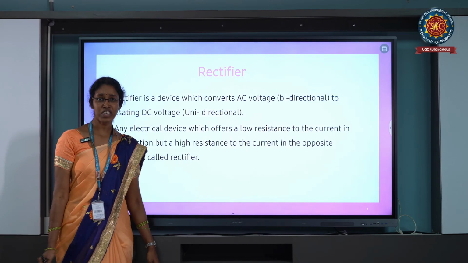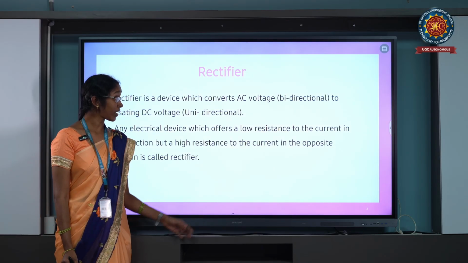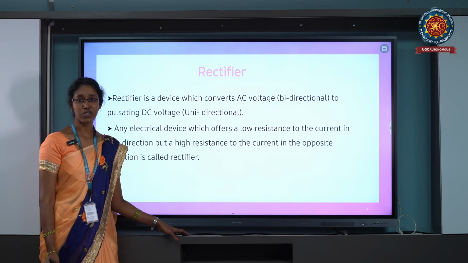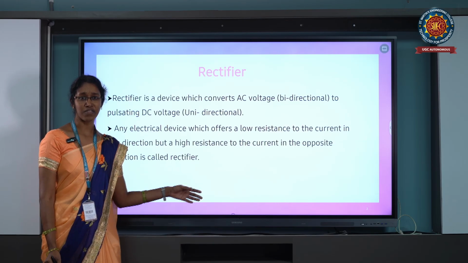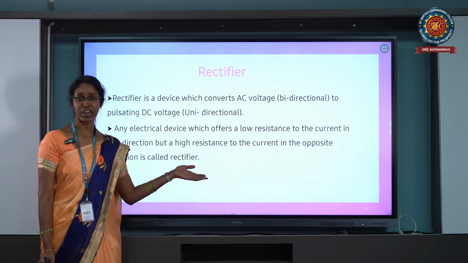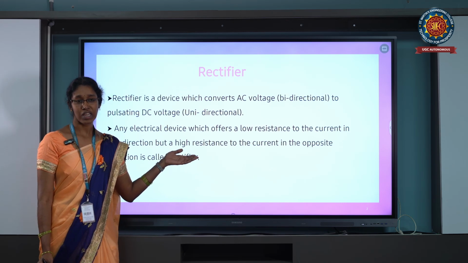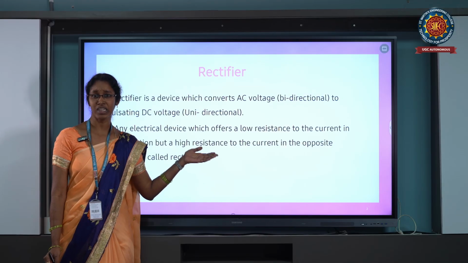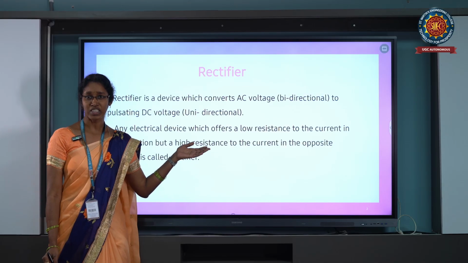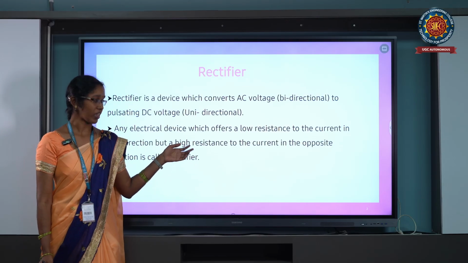Rectifier. It is a device which converts alternating current into pulsating DC voltage, or it is a device which converts bidirectional voltage or current into unidirectional voltage or current. It allows a low resistance path in one direction and opposes with a high resistance path in the opposite direction.